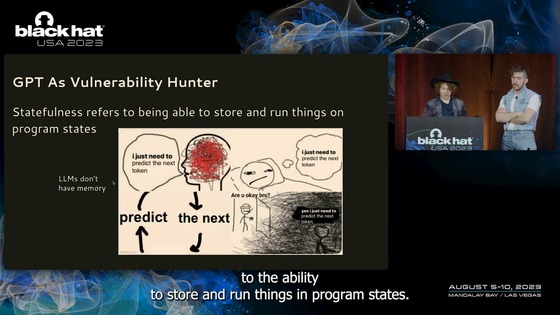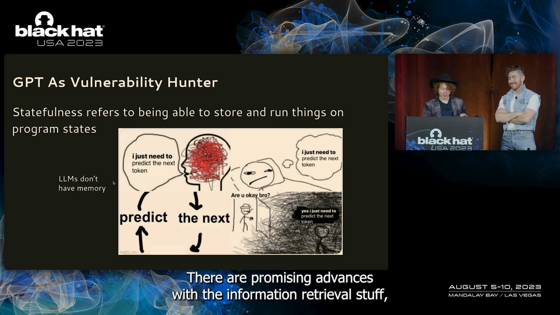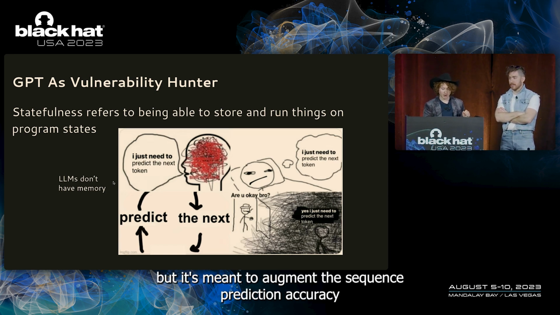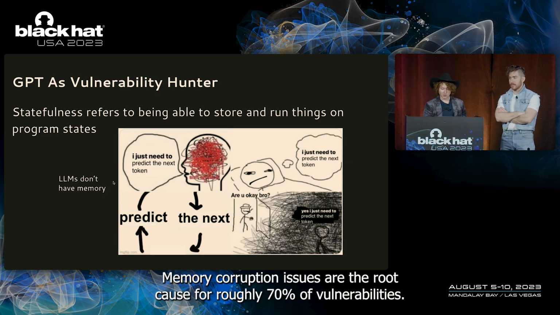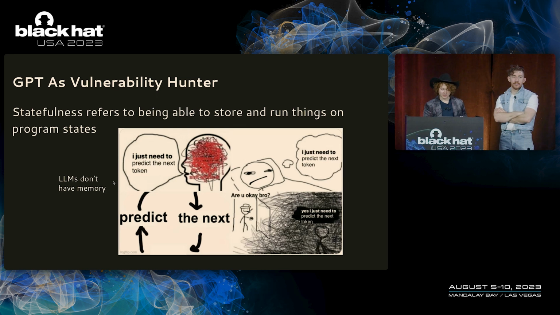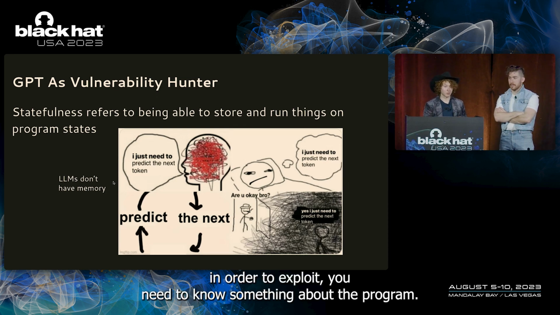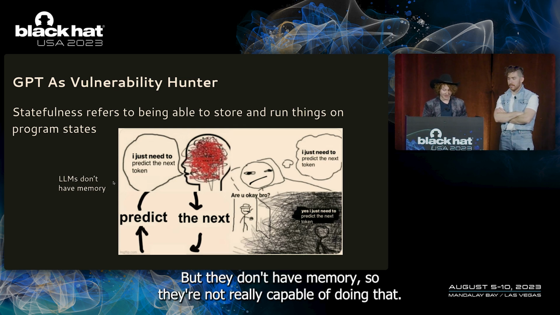Statefulness refers to the ability to store and run things on program states. LLMs use large amounts of data to predict the next token in a sequence. That's all they're doing. There are promising advances with the information retrieval stuff, but it's meant to augment the sequence prediction accuracy rather than to replace the paradigm entirely. Memory corruption issues are the root cause for roughly 70% of vulnerabilities. This is stuff like use after free, buffer overflows, race conditions, all things that in order to exploit, you need to know something about the program state on the machine and be able to use it. But LLMs don't have memory, so they're not really capable of doing that.